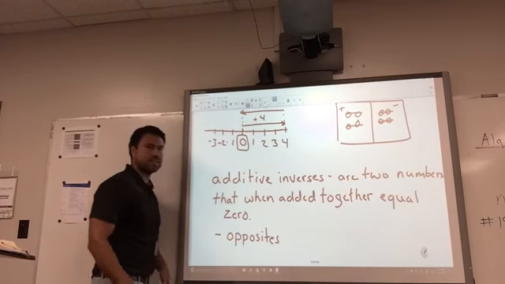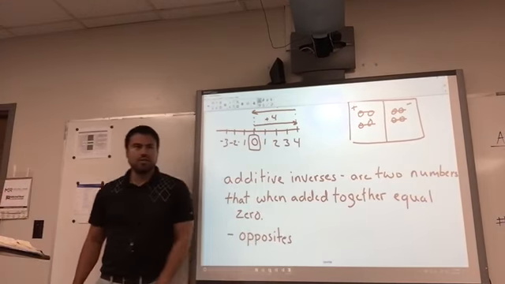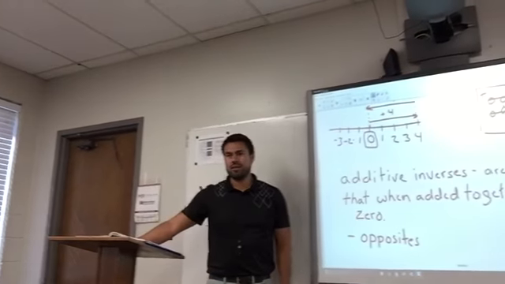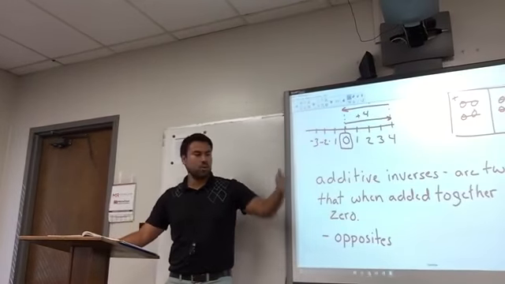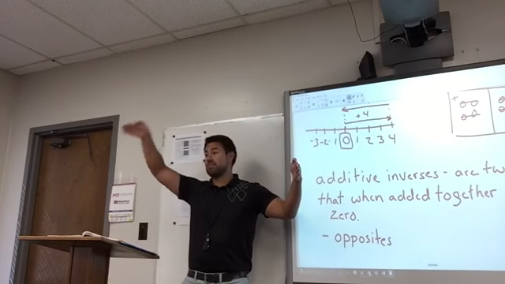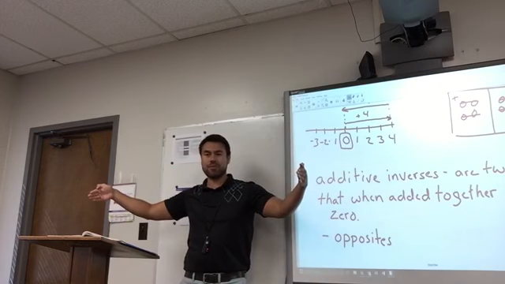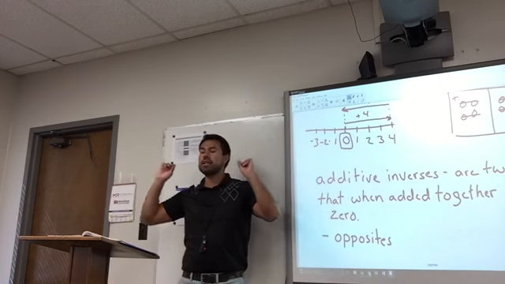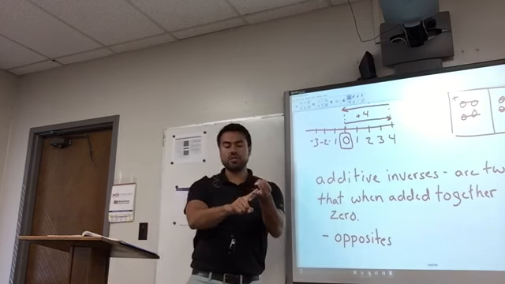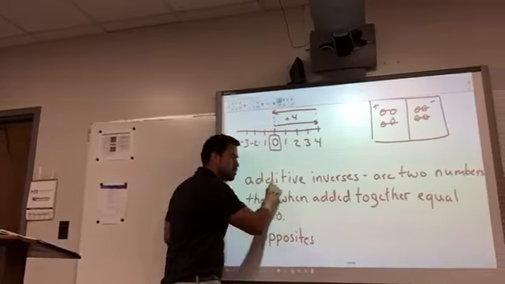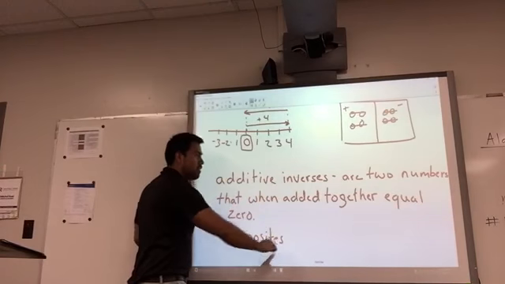Simply opposites. Aren't they? They're just opposites of one another. So somebody give me a number. Yes? 7. What's the opposite of 7? -7. And aren't -7 and +7 additive inverses? So opposite and additive inverses, they're the same thing. Okay, well, I'll use them interchangeably. That means sometimes I'll use this phrase, sometimes I'll use this word.